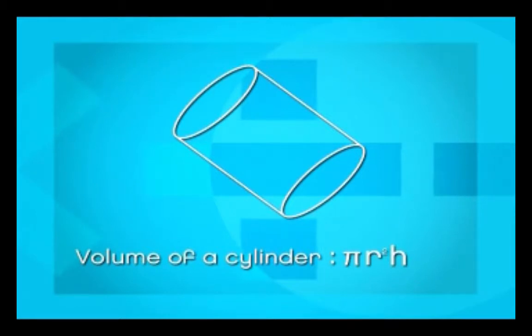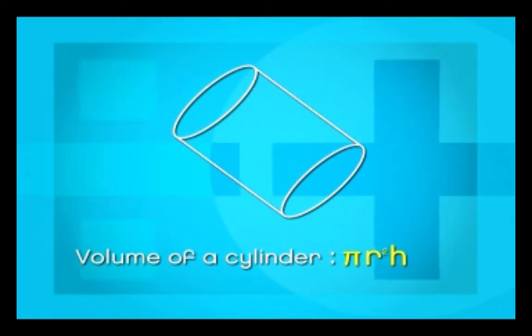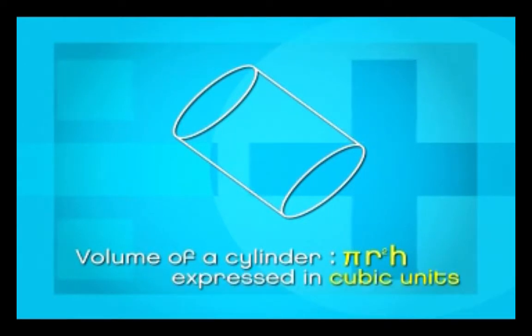Let's decode that. Pi r squared. That's the area of the circle on the bottom. We take that area and multiply it by h, the height of the cylinder, which is the measurement of the distance between the two circular faces, pi r squared h. The answer is expressed in cubic units because there are 3 dimensions being measured. The r squared counts as 2 dimensions.